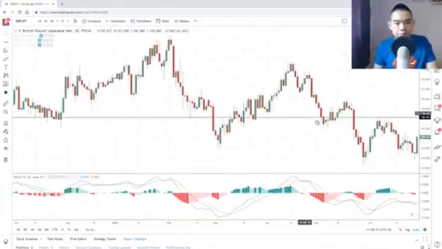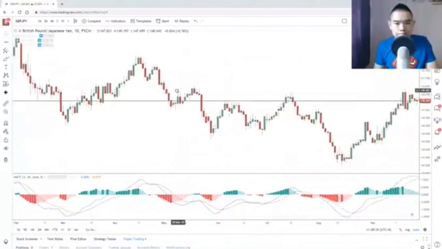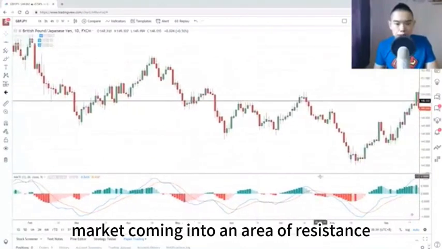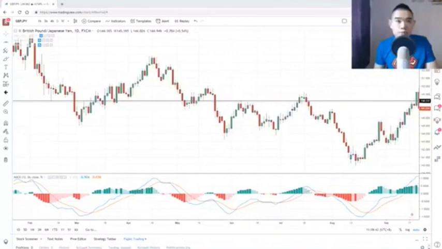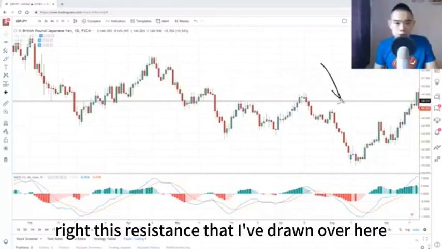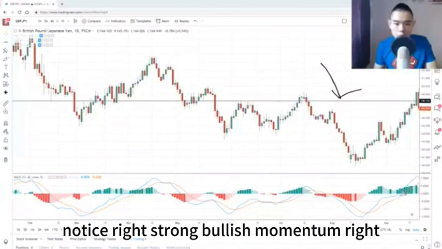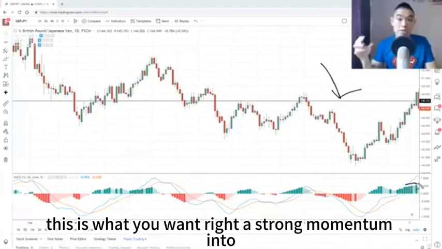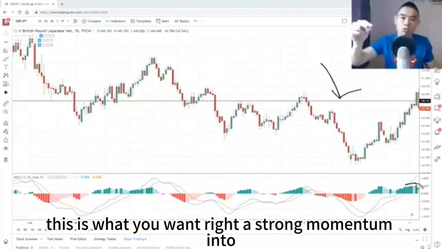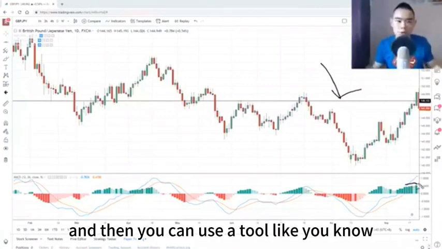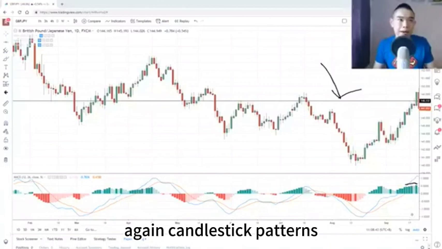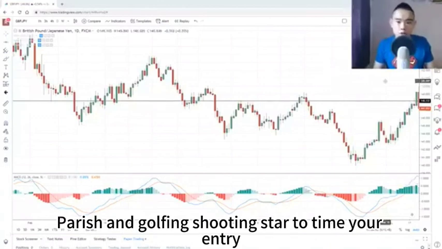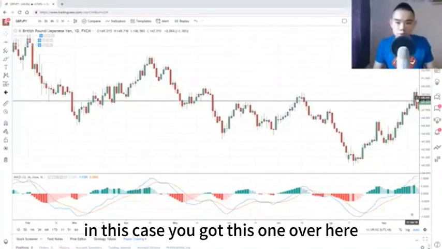Okay, pound yen. So again, over here, market coming into an area of resistance, this resistance that I've drawn over here. Notice strong bullish momentum, looking at the MACD histogram getting higher and higher over here. Strong bullish momentum. This is what you want, a strong momentum into market structure. And then you can use a tool like, again, candlestick patterns, bearish engulfing, shooting star to time your entry. In this case, you got this one over here.